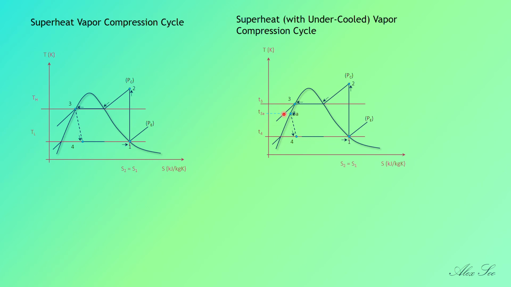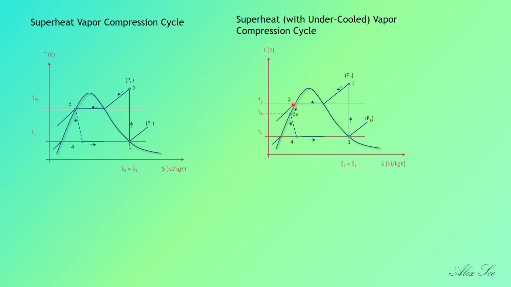But due to the improper data that we have in our property tables, not improper, that means not enough, what we do is we shift point 3 to point 3A here. So we consider that as the actual point.